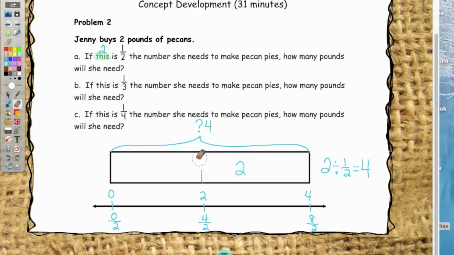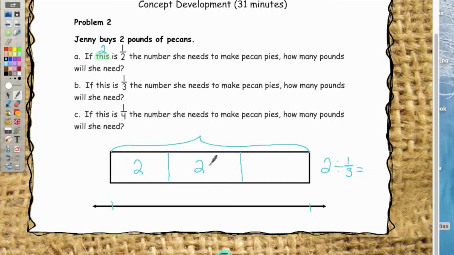You can set it up the same way, but we're going to divide a number other than 1/2 now. So you'll have to take this middle part out. Okay? So if 2 is 1/3 the number she needs, what's the denominator? 3. So I need 3 equal parts. And what goes in each one? 1/3.